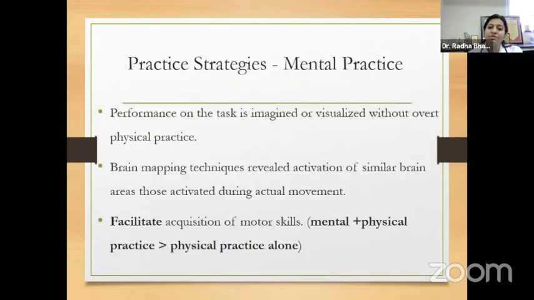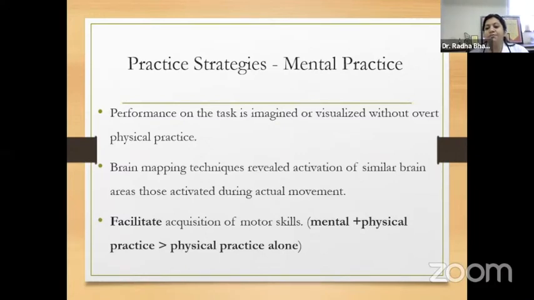So the last one is the strategy. Practice strategies: what are the strategies that can be used while practicing? So this is your mental practice. In mental practice, the patient mentally imagines or recalls the steps of the task, or visualizes the steps of the task to be done. You can even add mental plus physical practice, which is more effective than physical practice alone.